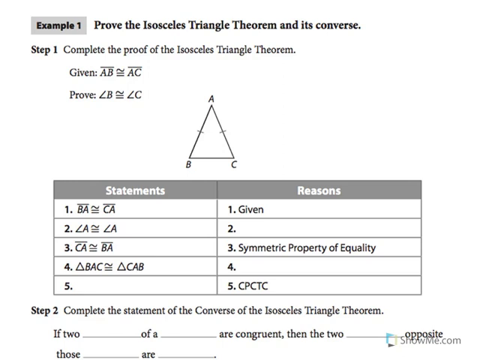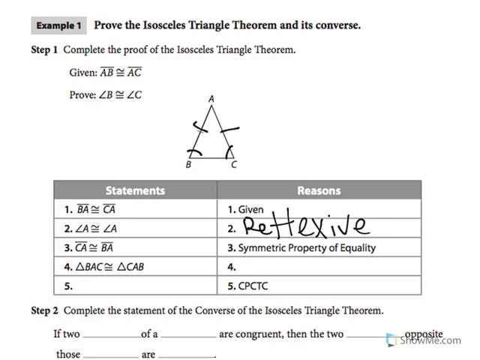Step 1. Complete the proof of the isosceles triangle theorem. Given segment AB is congruent to segment AC. We've marked that these two are congruent. We want to prove that angle B is congruent to angle C. So statement 1, segment AB is congruent to segment CA, is given, and angle A is congruent to angle A, so we can say that this is reflexive. And segment CA is congruent to BA, so it's symmetric.